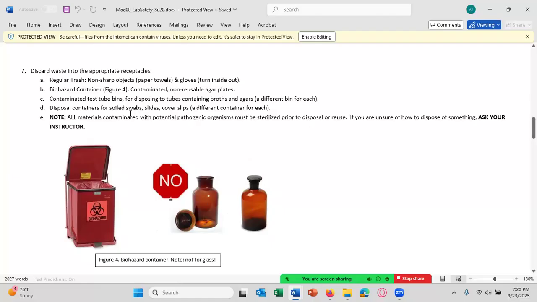For cotton swabs, they go in the cotton swab container. Slides, they go in the slide container. The cover slips, they go in a different container. Each of these containers has disinfectant in it to sterilize either the swabs, the slides, and the cover slips. You should note that all materials which have potentially pathogenic organisms must be sterilized prior to disposal or reuse. If you're unsure how to dispose of something, please ask your instructor.